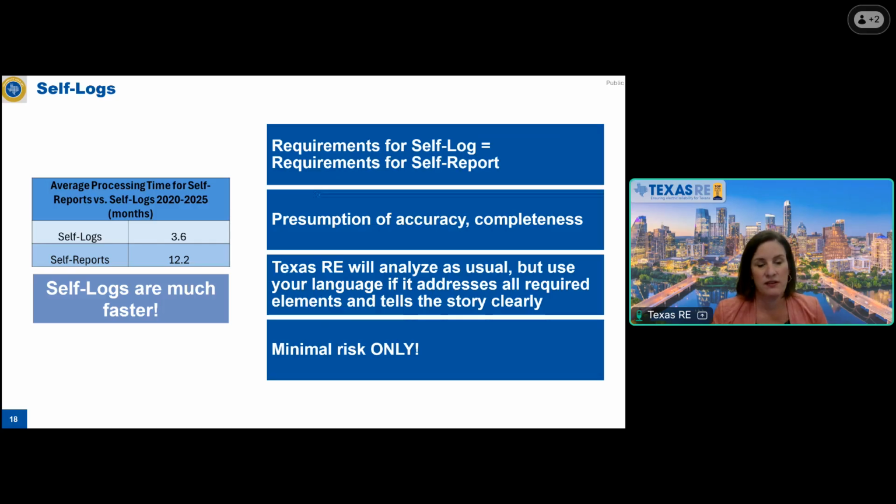And you can see here on the left, self-logs are much faster. I looked at over the last 5 years or so that self-reports, which is what we've been talking about, generally, it varies from year to year, but take about a year from start to finish to get through our analysis and filing with FERC. Self-logs, on the other hand, are much faster, about 3.5 months. So you get those things off your books in a timely manner. And we really encourage you to reach out to us if you are interested in the self-log program, and we can help you learn how to apply for that and help you through that application process.